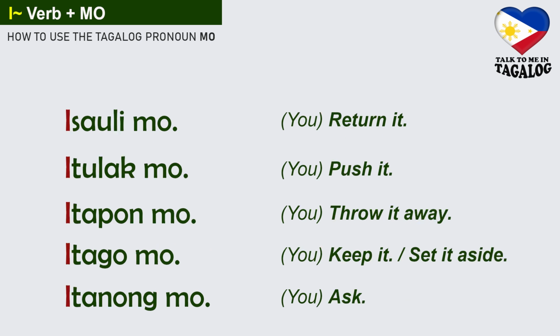Our next verbs are the E verbs with mo. Isauli mo, meaning return it. Itulak mo. Push it. Itapon mo. Throw it away. Itago mo. Keep it or set it aside. Itanong mo. Ask.